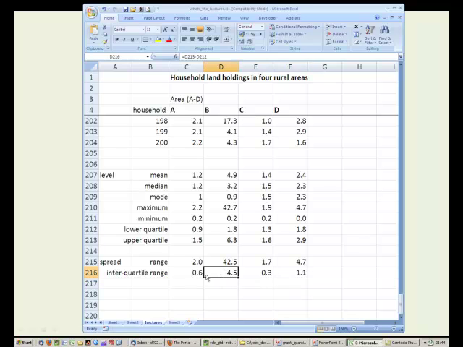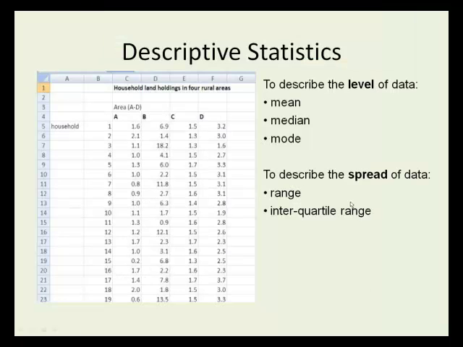But these refer to the middle 100 households, so it's leaving out any changes in the extremes. So if I come in here and I buy up lots of land, it doesn't make any difference to the interquartile range. So it doesn't make any difference to the spread of the middle half. So the advantage of the interquartile range then is it's less sensitive to the extreme values at either end.